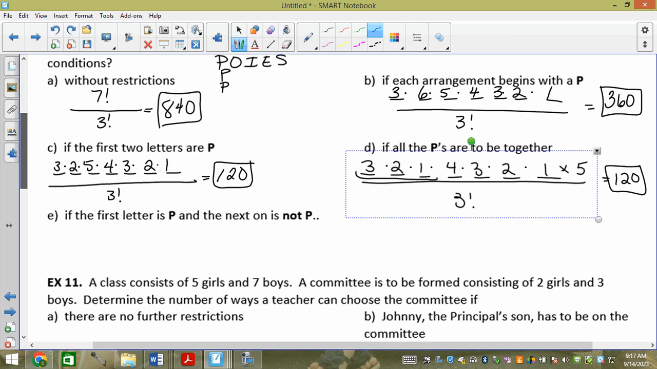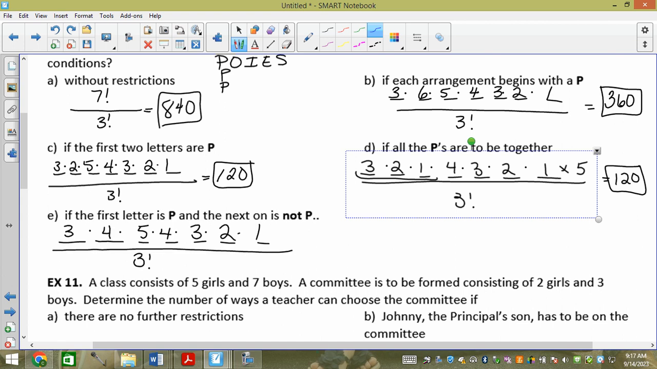The next one's also 120. If the first letter is P and the next one is not P, how many are not P's? Then 5, 4, 3, 2, 1. And then I'm done, right? What do we also have to remember to do? Divide by 3 factorial. So this would be 120 times 4, 480. Yeah?